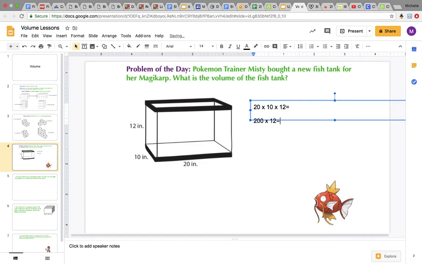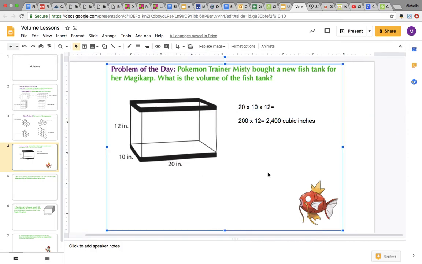Again, we should be able to do this in our head because we simply just have to do 12 times 2 and then add up our zeros on there. So 12 times 2 I know is 24, and I've got 2 zeros in 200, so I'm going to add those 2 zeros. So my volume is going to be 2,400 cubic inches.